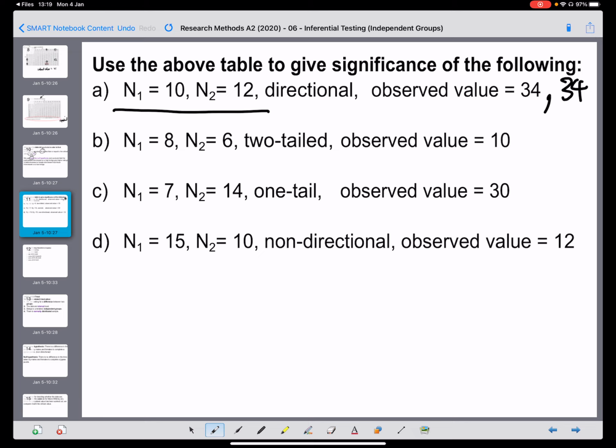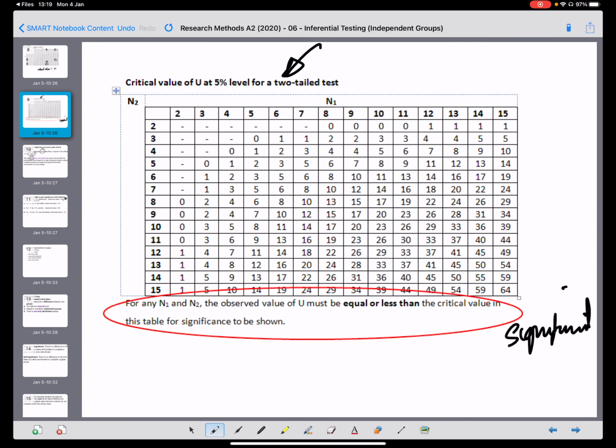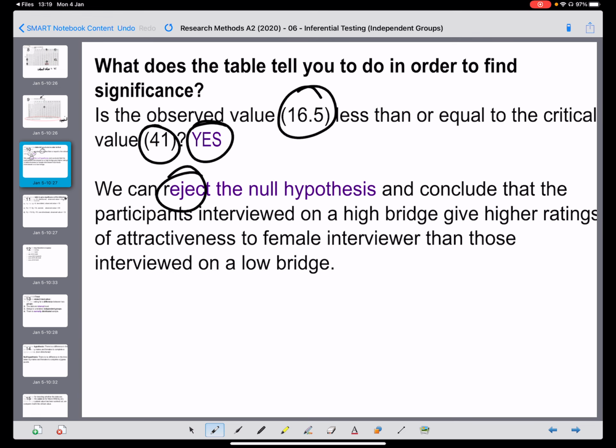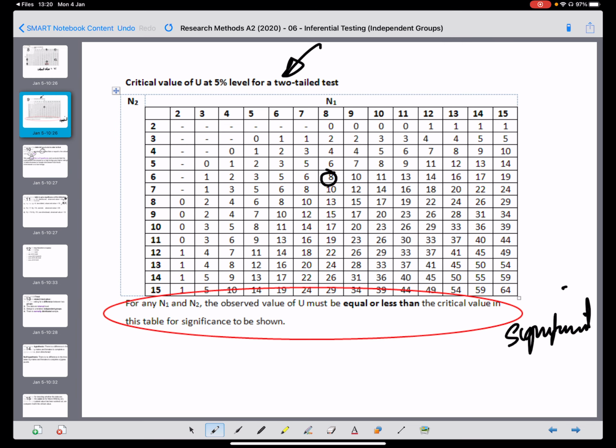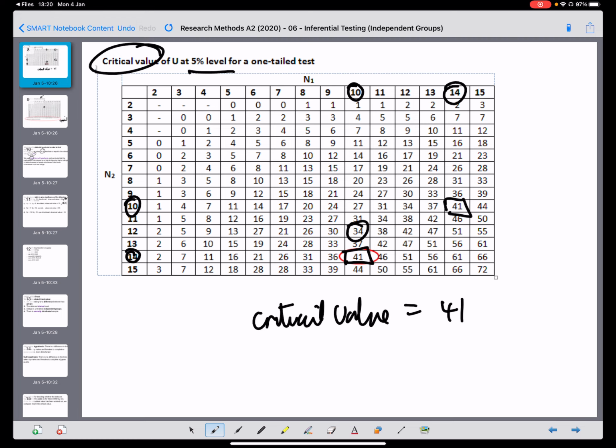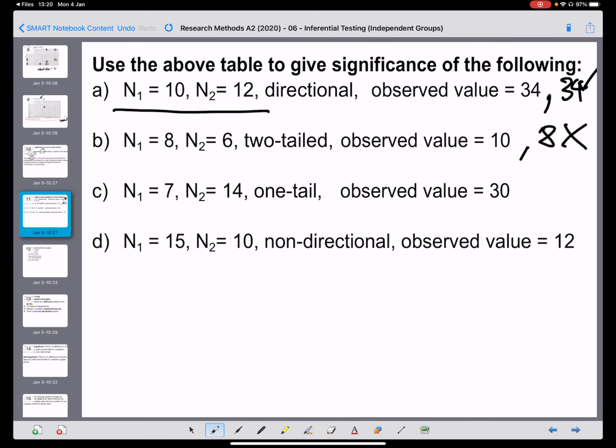So I would say that's significant, okay? The next one's a two-tailed test, 8 and 6. We see two-tailed 8 and 6, we see is there. This is 8, so therefore this is not significant. Okay, we have 7 and 14. One-tailed, was it? Let's have a quick look. 7 and 14 is 26. So therefore, it's not significant.